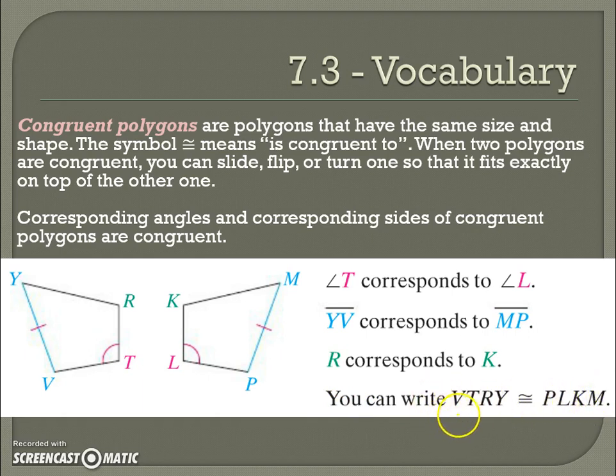I want to point something out, that the order in which you write this is going to be very important. If I'm going to start with V right here, then I have to find the corresponding angle that goes with that, or the corresponding vertex. So V is this one, it corresponds with this. T is here, it corresponds with this. R is this one, it corresponds with this. Y is this one, and M corresponds with that. So it has to be in that exact same order. You could not write VTRY and then LKMP. That changes that congruence correspondence, and it's very important that you have that order correct.